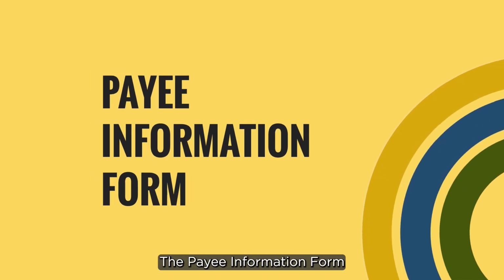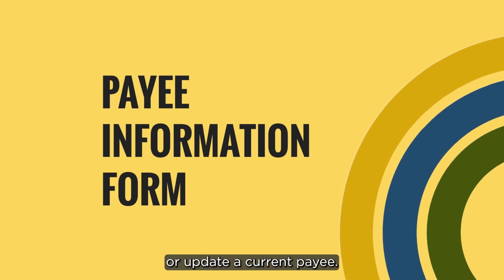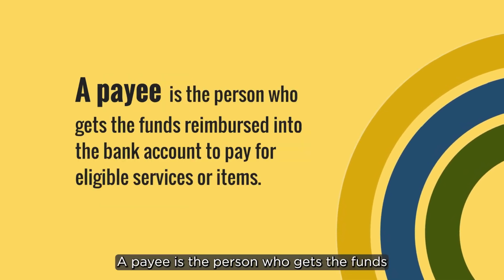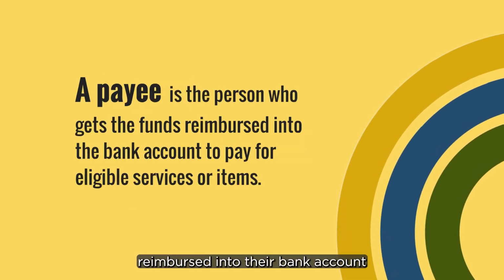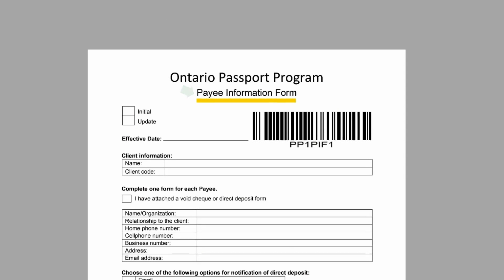The payee information form needs to be completed when you want to add a new payee or update a current payee. A payee is the person who gets the funds reimbursed into their bank account to pay for eligible services or items. Let's review how to complete the payee information form.